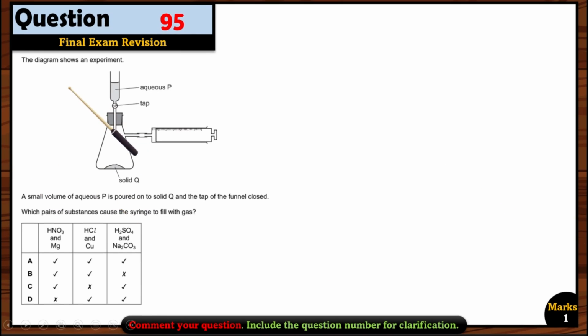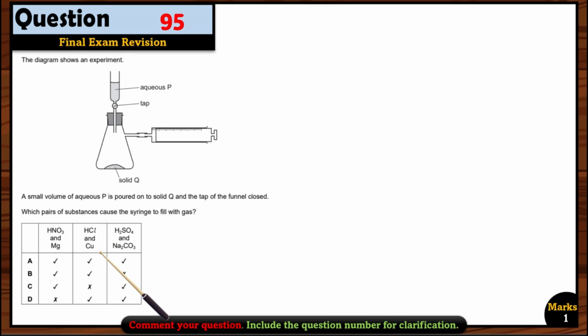Let's see question 95. The diagram shows an experiment. A small volume of aqueous P is poured onto solid Q and the tap of the funnel is closed. Which pairs of substances cause the syringe to fill with the gas? So we have to see the reactants that can produce a gas as a product. Let's see one by one. First of all, we have nitric acid and magnesium. Remember that whenever metals react with acid, they always produce hydrogen gas. So that's why option A, B, C, all of them are correct.